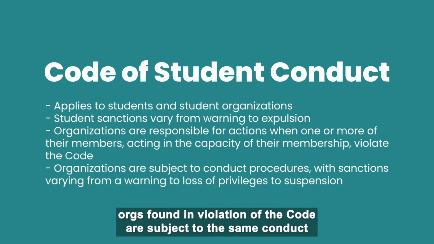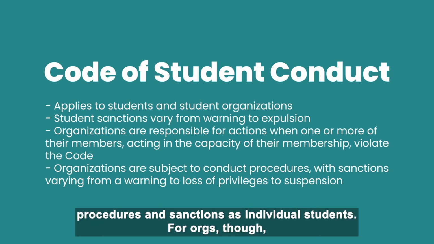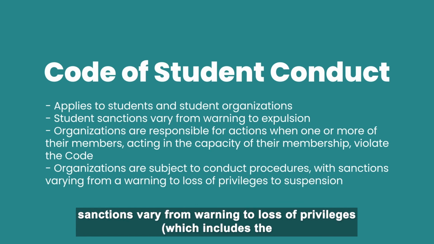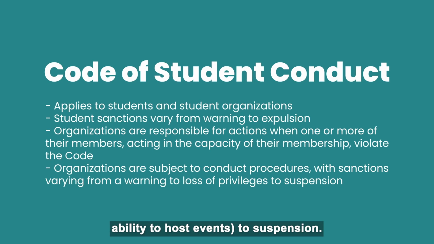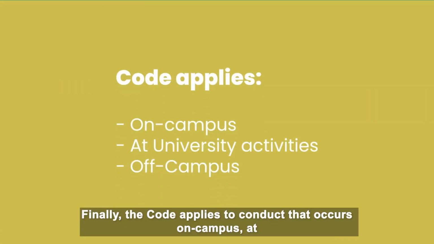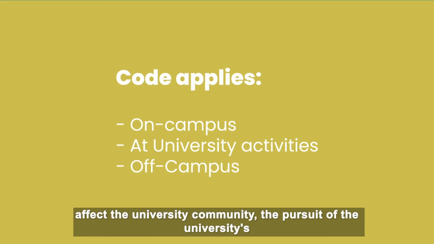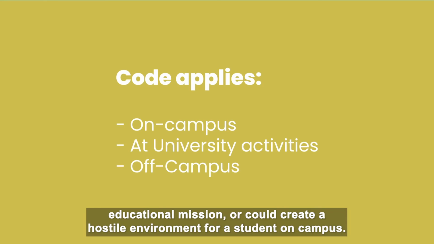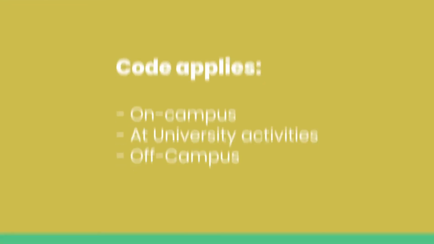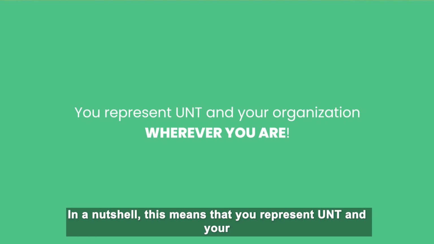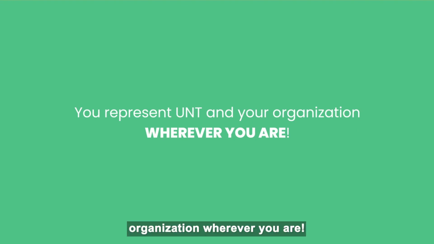Student orgs found in violation of the code are subject to the same conduct procedures and sanctions as individual students. For orgs, though, sanctions vary from warning to loss of privileges, which includes the ability to host events, to suspension. They cannot be expelled permanently. Finally, the code applies to conduct that occurs on campus, at university activities, and off campus when the conduct could adversely affect the university community, the pursuit of the university's educational mission, or could create a hostile environment for a student on campus. In a nutshell, this means that you represent UNT and your organization wherever you are.